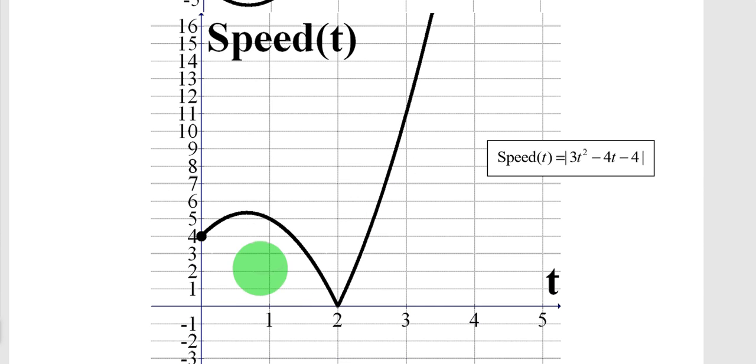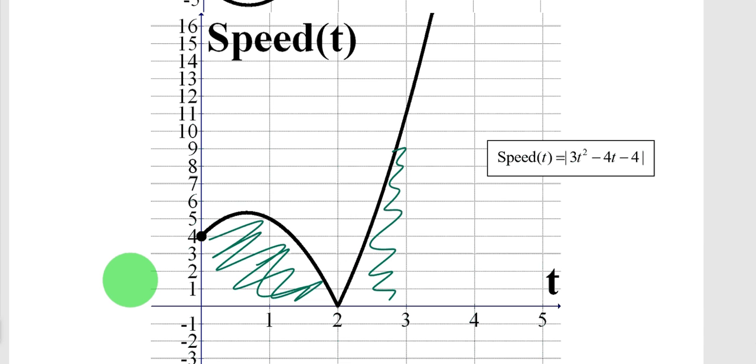And furthermore, if you want to really see what this looks like, we're basically finding the area under the curve of the speed function from 0 to 3. And that gives us the total distance traveled from 0 to 3.